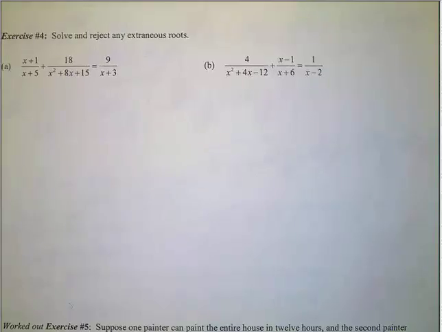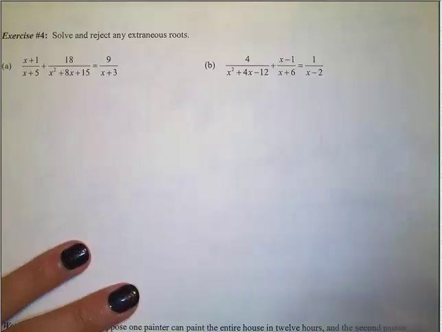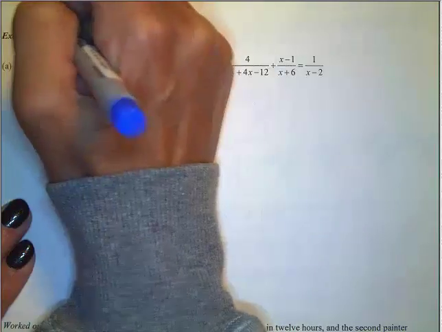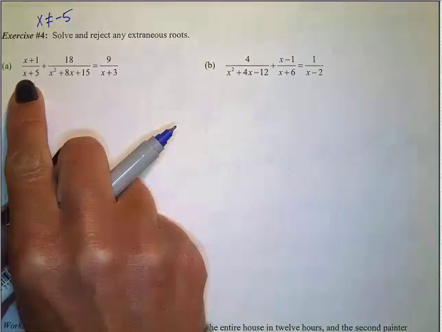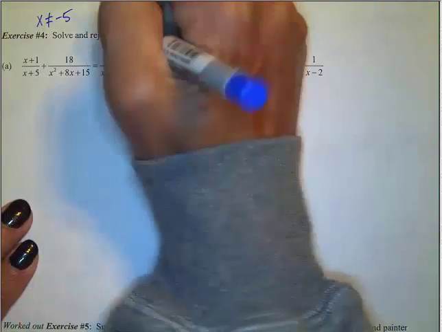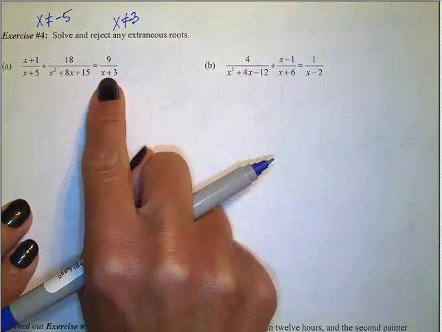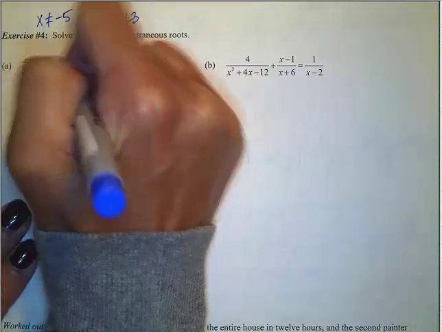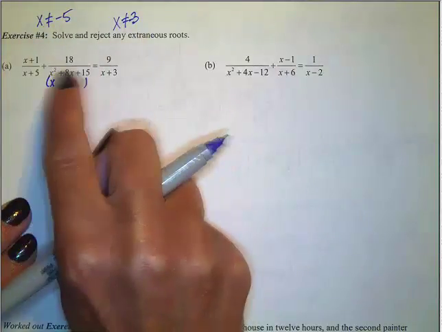So, step 1, what makes these undefined? So I notice that x plus 5, x cannot equal negative 5, because negative 5 makes that 0. I'm going to skip that one right now and go to here. x cannot equal negative 3, because that's what makes that 0. This one I skipped because it's a trinomial. I need to factor what multiplies to 15 and adds to 8.